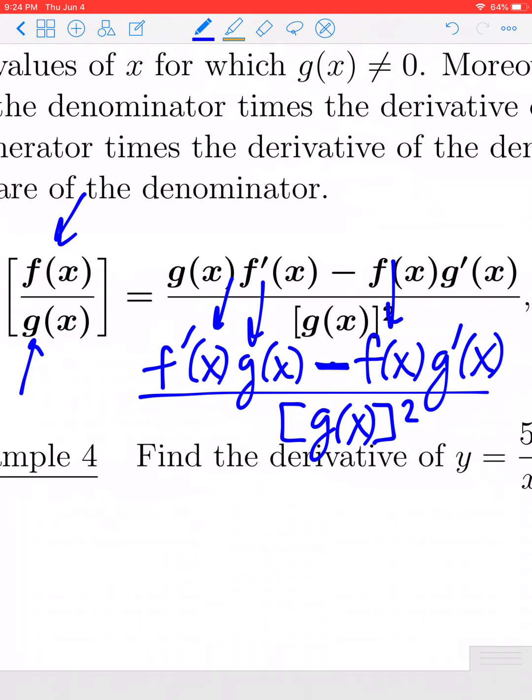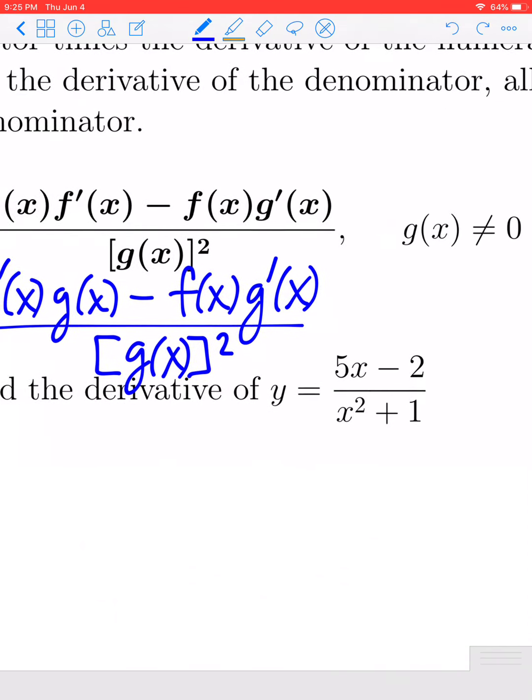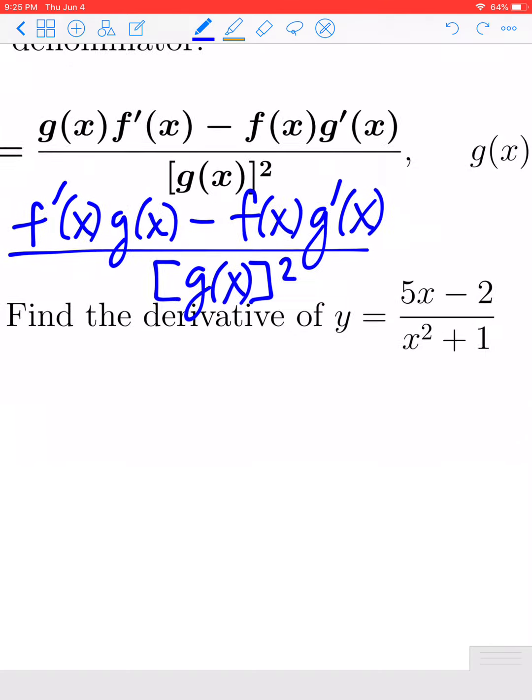You now take the numerator function, multiply it by the derivative of the denominator, and this whole thing is divided by the original denominator function squared. So it's f prime g minus f g prime divided by g of x squared. Derivative of the top times the bottom minus the top times the derivative of the bottom all over the bottom squared. Let's take a look at example 4.